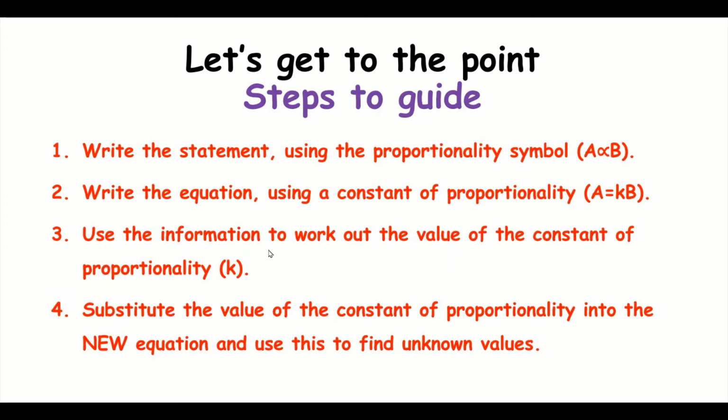3. Use the known information to work out the constant of proportionality. In many cases, they normally give you some known values. For example, they will say A is 3 while B is 10. They always give you a known set, so use the known set to find your constant of proportionality. And finally, after you have found your constant of proportionality, write a new equation with it. Use that new equation now to find your unknown values.